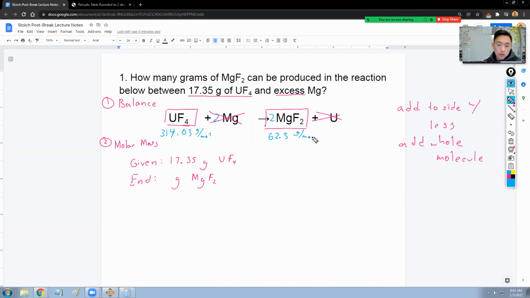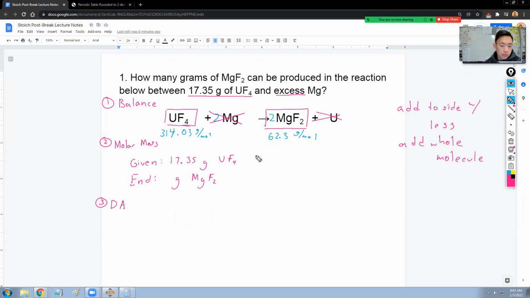Okay. Now, one thing I do want to mention is when you find the molar mass, you don't care about the coefficient from the balancing. Molar mass only has to do with the formula of the molecule, not the number in the front, okay? All right, so now we have the molar mass, we balanced it, we have the given and our end, and so now we can finally do the stoichiometry. So we're gonna do the dimensional analysis.